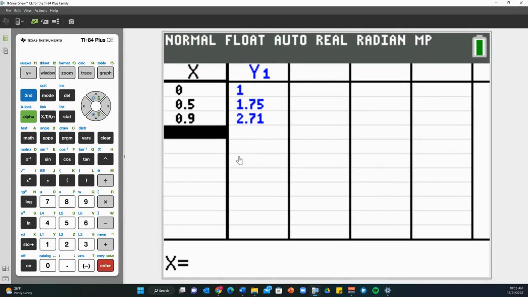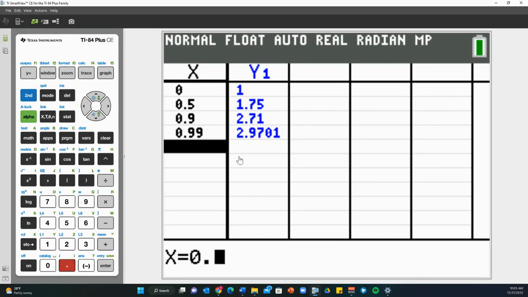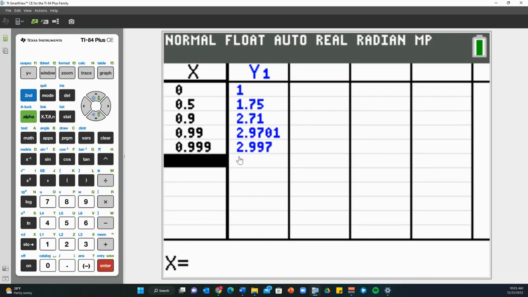But right now, there doesn't seem to be much of a pattern. 1.75, 2.71. There's not much clarity there. So let's just keep getting closer and closer. Basically, we're just going to keep adding nines after that. So 0.999. Okay, now it starts to seem like there's a trend here.